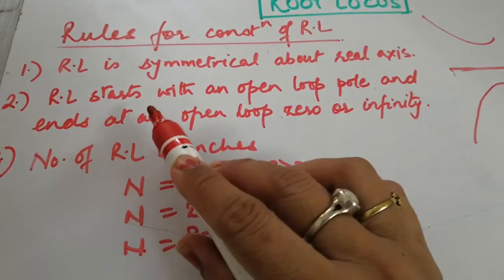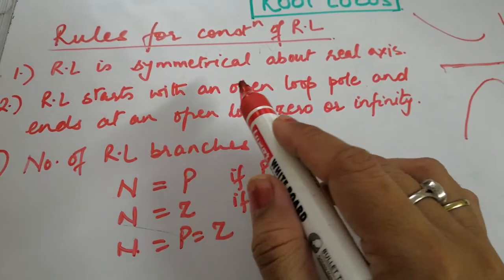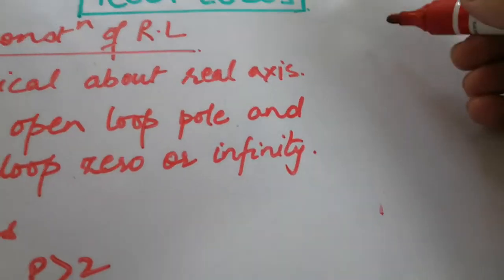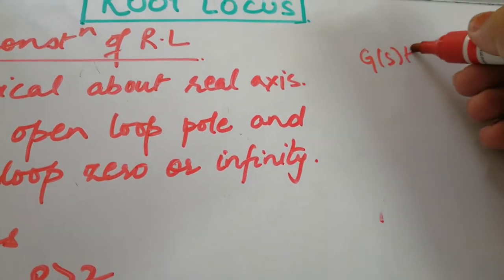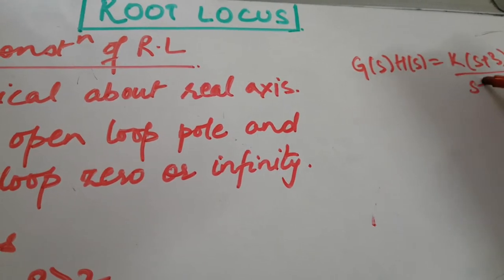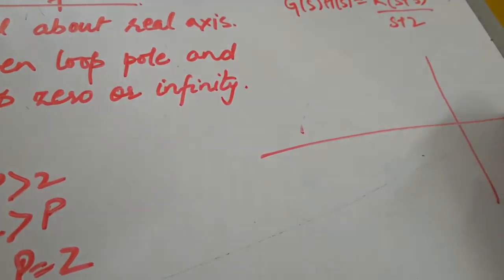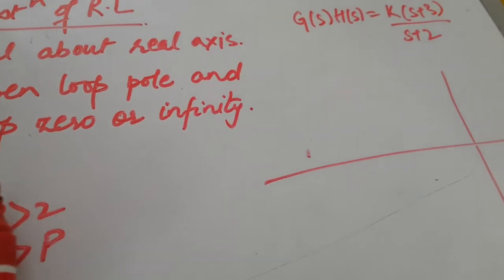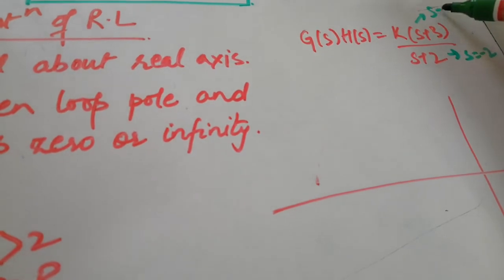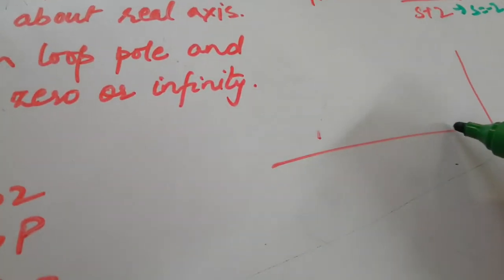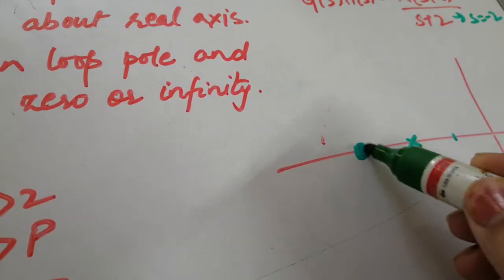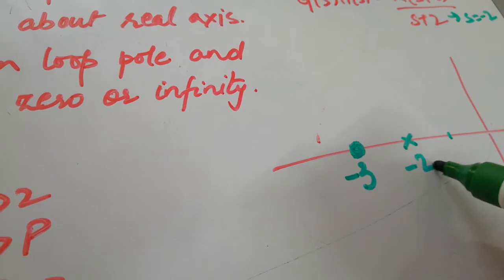Then we come on to the second rule that says that root locus starts with an open loop pole and ends at an open loop zero or infinity. So let's take an example: G(s)H(s) equals K into (s plus 3) divided by (s plus 2). When we plot this on our real axis, we find that this gives s equals minus 2 while this gives s equals minus 3. So here let's say minus 1, this is minus 2, then this is minus 3. So the zero has to be shown like this.